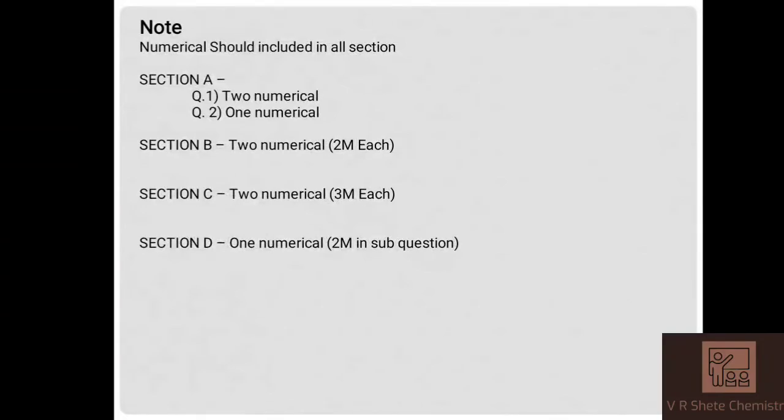Section B contains 2 mark questions, and 2 numericals will be there. In section C, a 3 mark numerical will be there. And in section D, one attached sub question is there, in which a 2 mark numerical will be there. Means each section carries numerical. We cannot eliminate numerical from the syllabus.